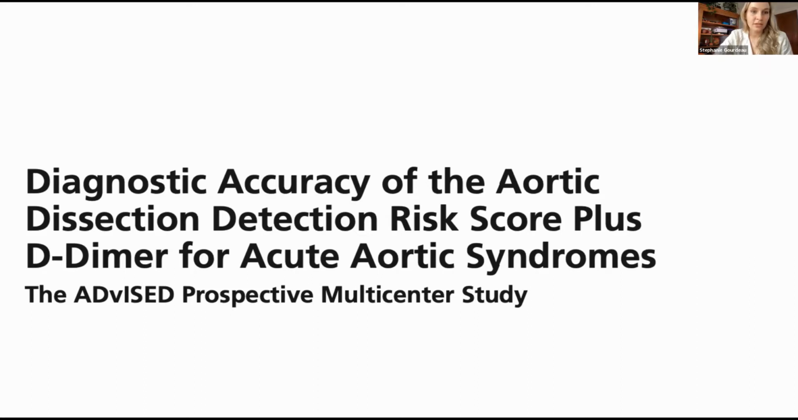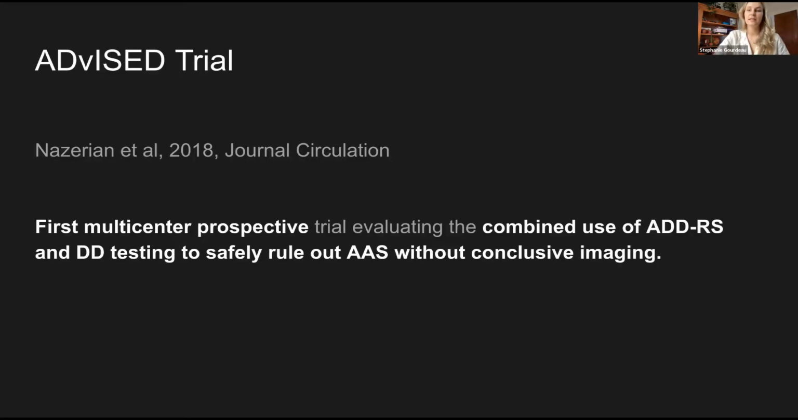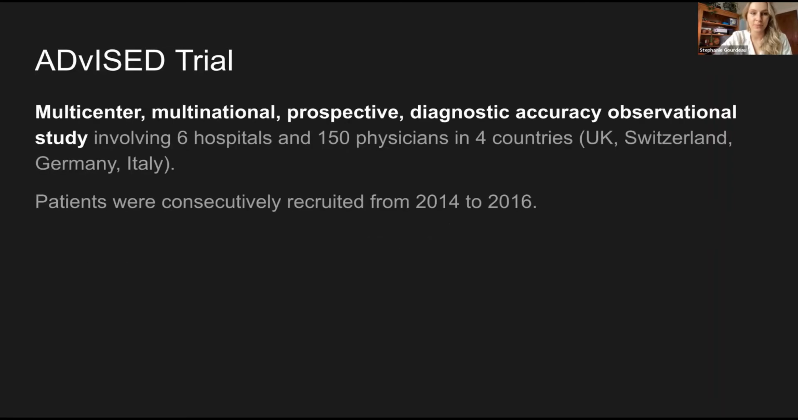The diagnostic accuracy of the aortic dissection detection risk score plus D-dimer for acute aortic syndromes. This study was done by Nazarian and his colleagues in 2018. It was published in the journal Circulation. It was the first multi-center prospective trial evaluating the combined use of ADDRS and D-dimer testing to safely rule out acute aortic syndrome without conclusive imaging.